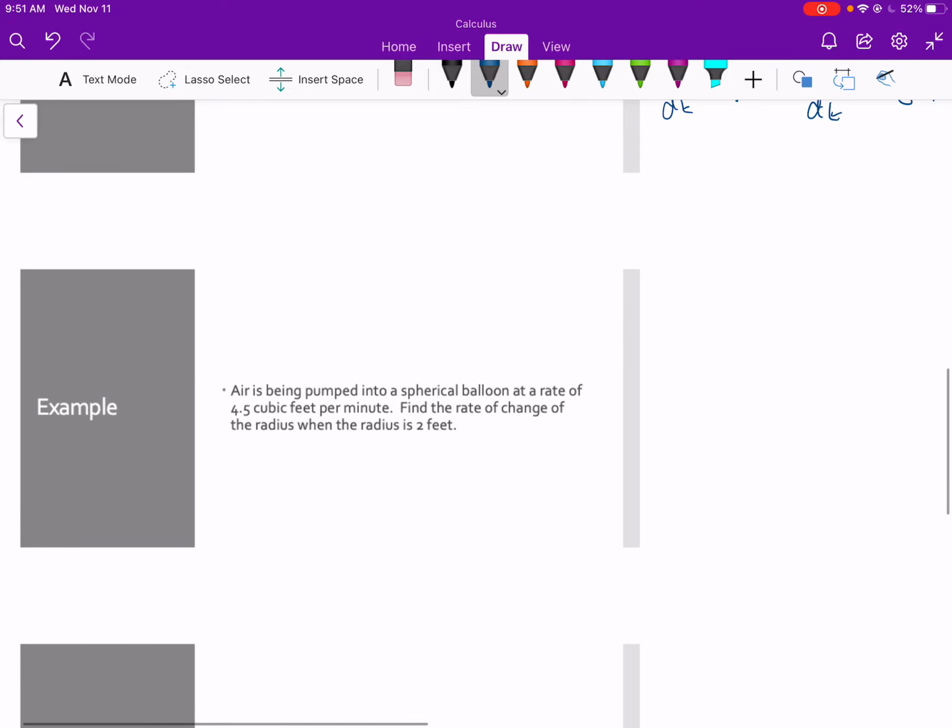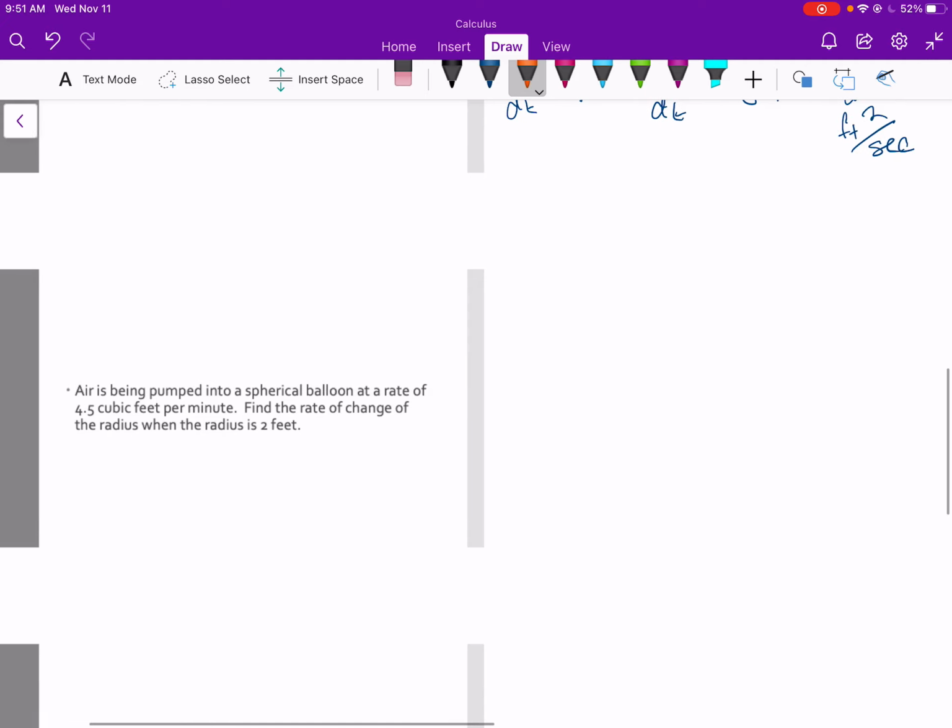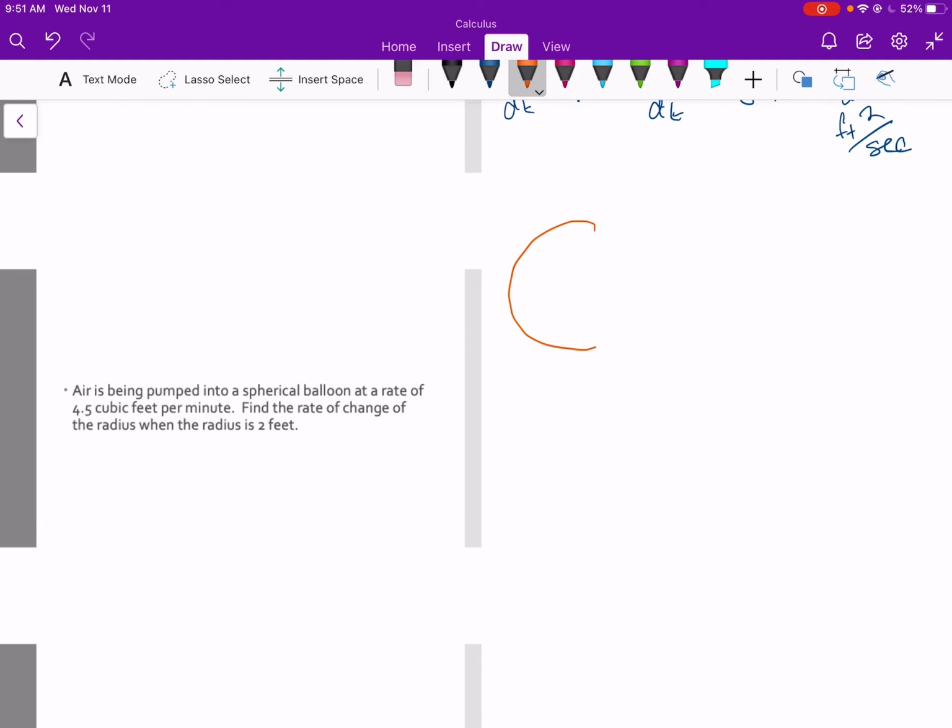All right, let's look at another example. Air is being pumped into a spherical balloon at a rate of 4.5 cubic feet per minute. Find the rate of change of the radius when the radius is 2 feet. So we're talking about a spherical balloon. So I'm going to do my best to draw a sphere. Three-dimensional, here's my radius. And we're talking about volume of a sphere.